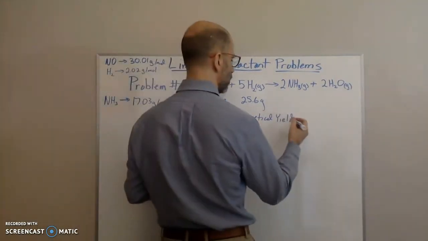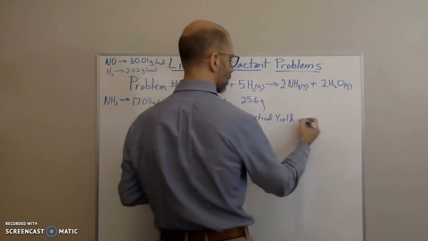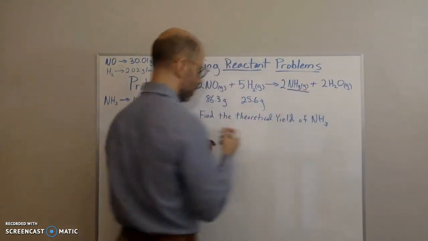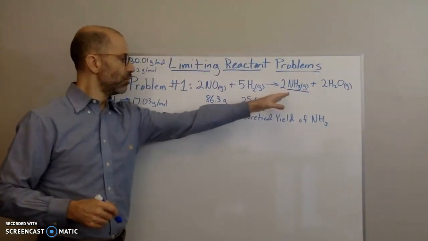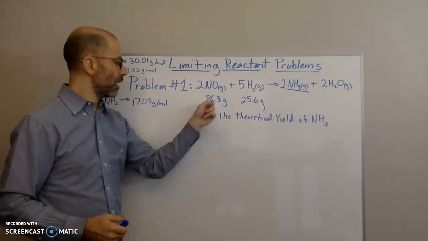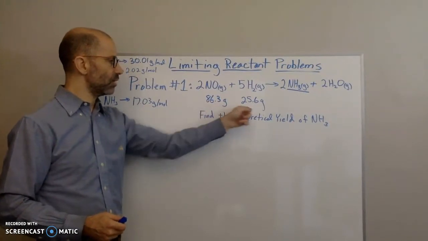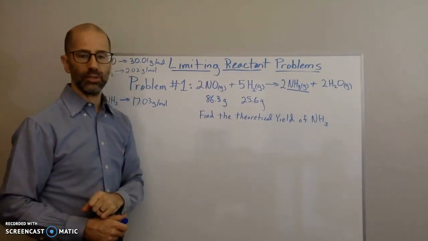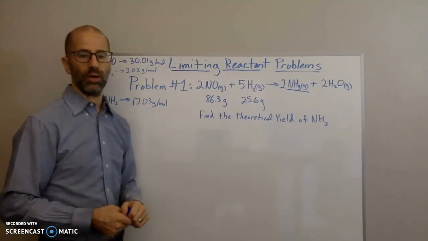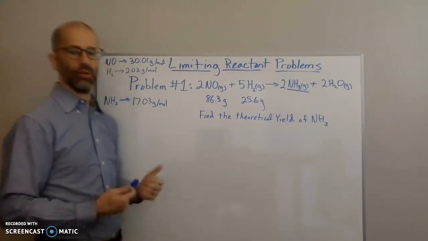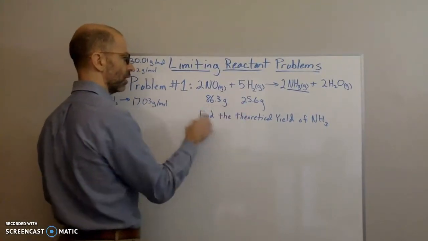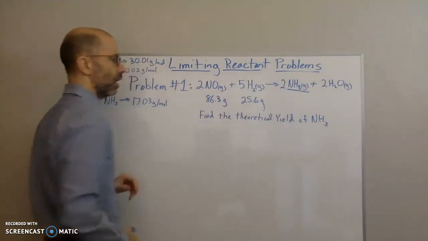So find the theoretical yield of NH3. Basically, since you have to find the theoretical yield anyway, that's what they're asking for, you might as well just convert both of these into the theoretical yield and see which one gives you the lesser amount, and then that's going to be the theoretical yield. And so you've killed two birds with one stone. So let's try that. I'm going to take both of these and convert them to masses of ammonia.